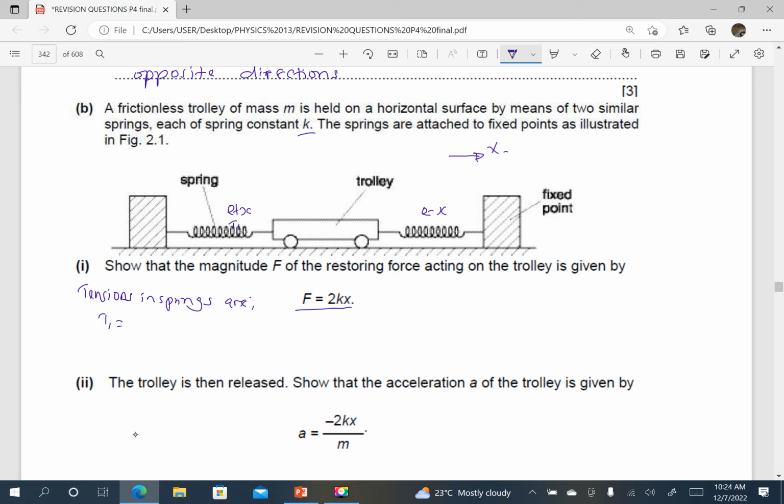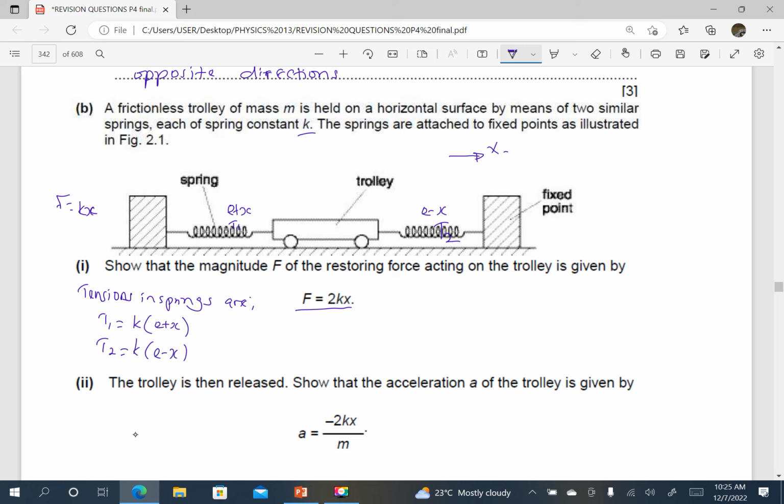So T1 is going to be equal to, remember by Hooke's law, F is equal to Kx or Ke. So the tension in the spring here is given by Hooke's law. So this is going to be K times the extension, which will be equal to E plus X, when the system is displaced by a distance X to the right. For the second spring, the tension here I'll call it T2. And you notice that T2 is going to be K into E minus X.